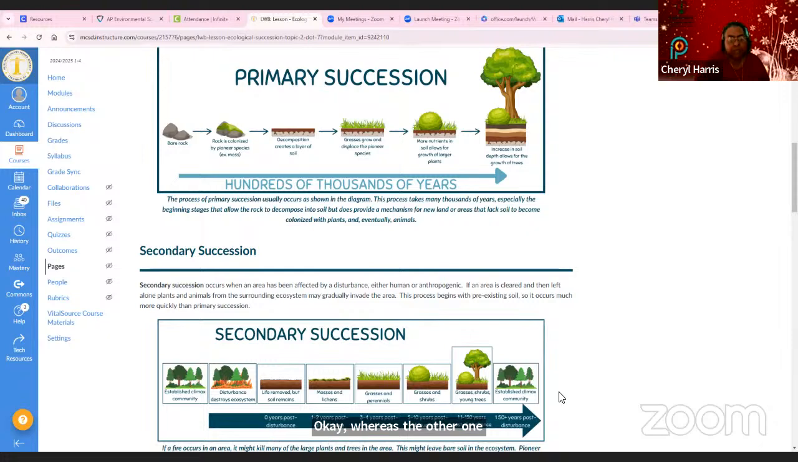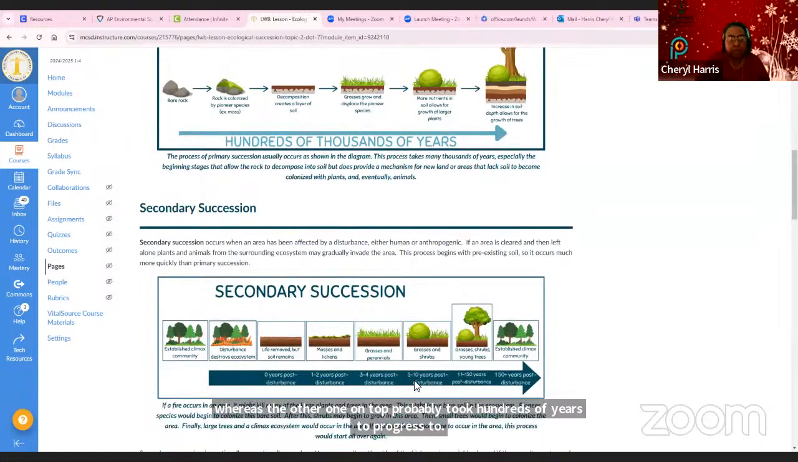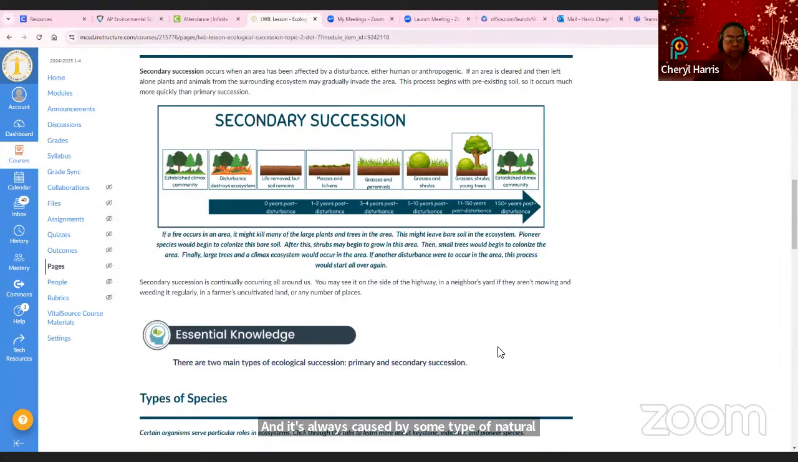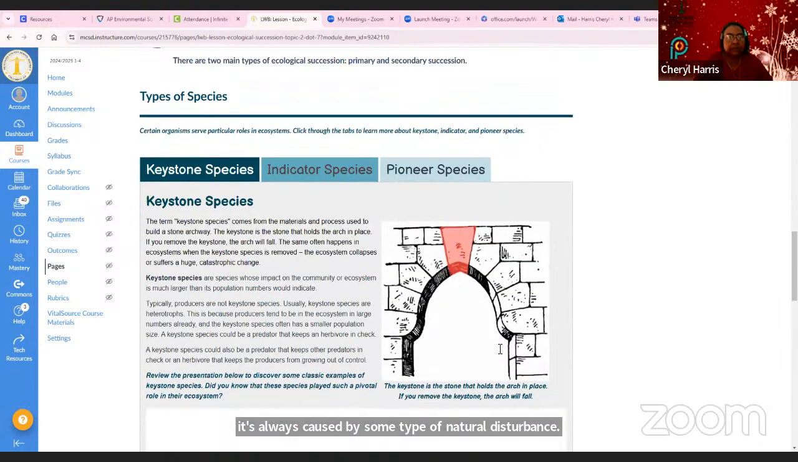This one, as you see from the timeline at the bottom, can happen over a couple of years, 10 or 15 years. Tall trees typically take a long time, but this secondary succession leads to a quick recovery and is always caused by some type of natural disturbance. Okay, so that's what you need to know about that.